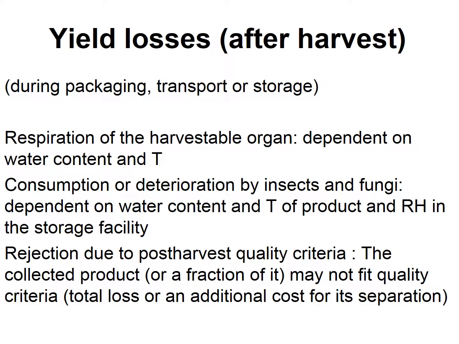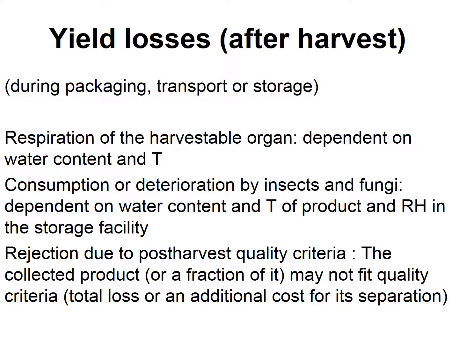We might also have losses after harvest. Those will occur during packaging, transport, or storage. That includes the respiration of the harvestable organ, which depends also on the water content and temperature. They can be caused by consumption or deterioration by insects and fungi, and they depend on water content and temperature of the product and relative humidity in the storage facility.